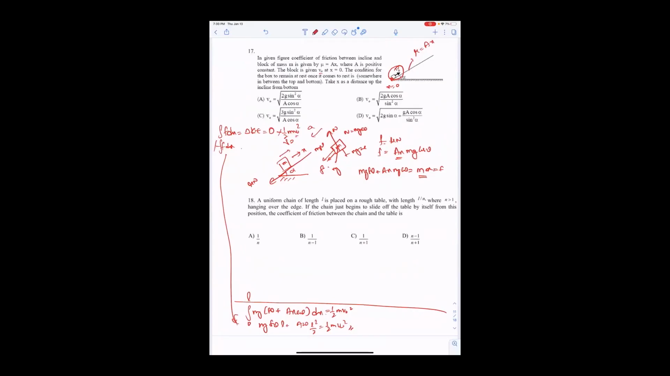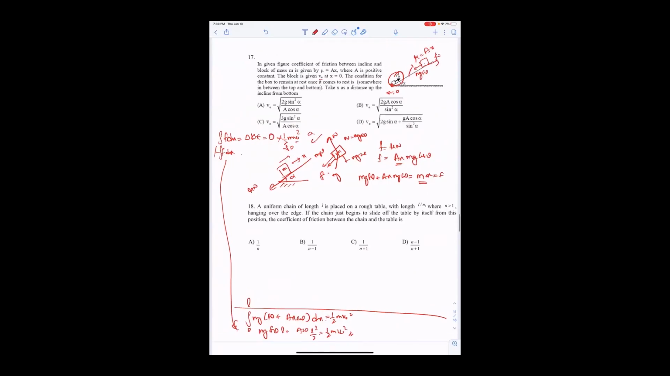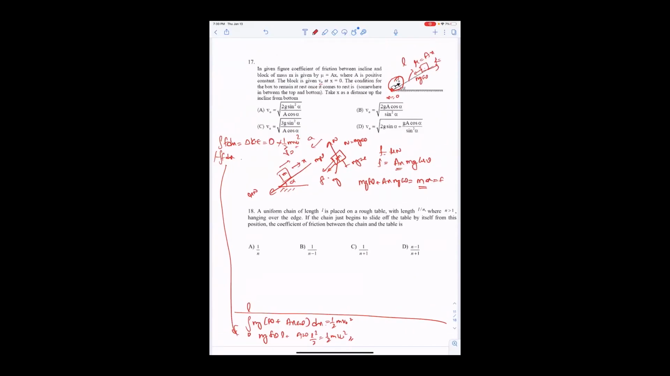The frictional force, when it comes to stop, theta is given as alpha, so change that. So mg sin theta should be equated to the frictional force. F is equal to how much? F is equal to mu times N. Now, if the length is L, the friction coefficient will be aL into mg cos theta. This is the condition.